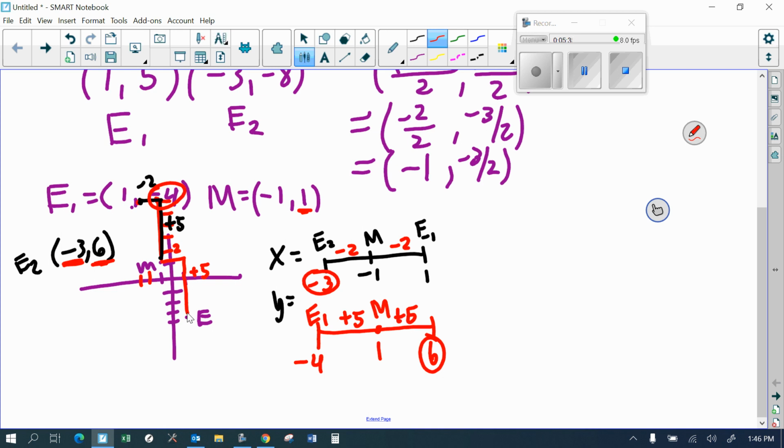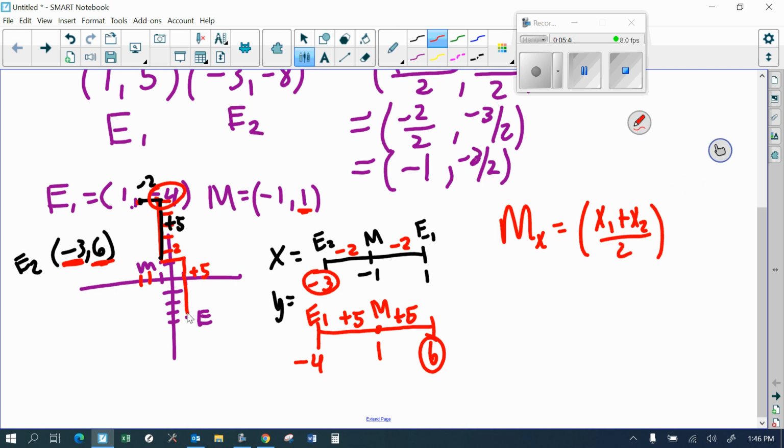If I actually use the equation, then the midpoint of x is x sub 1 plus x sub 2 divided by 2. And then when I fill those in, the midpoint of x we know is -1. The endpoint is 1 plus whatever the other endpoint of x is, divided by 2. So cross multiply, I get -2 equals 1 plus x sub 2. So x sub 2, I've got to subtract that 1 across, makes it -3. And there's the -3 again for the x.